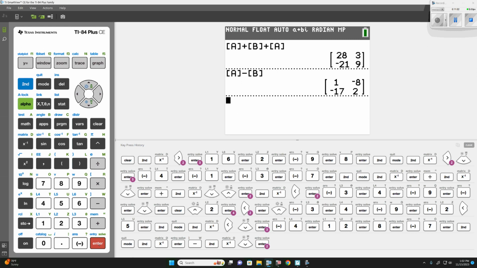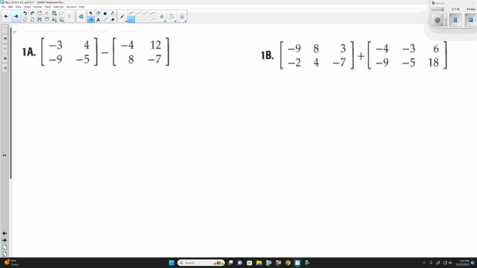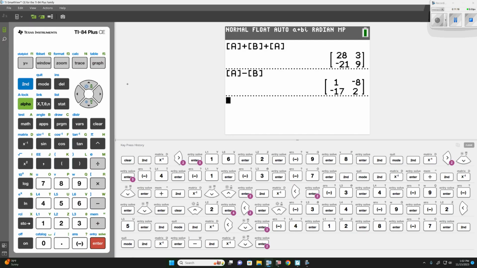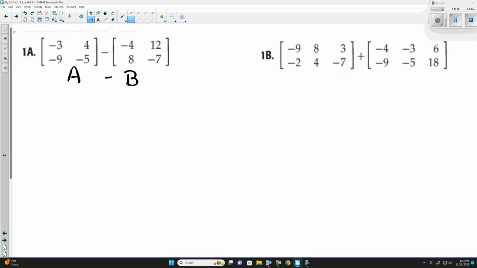So for any of these here, when we type it in, we just denote each matrix either as A and B in the calculator or C. So here we would denote this as A. This is B. Type it in and we get 1, -8, -17, 2.